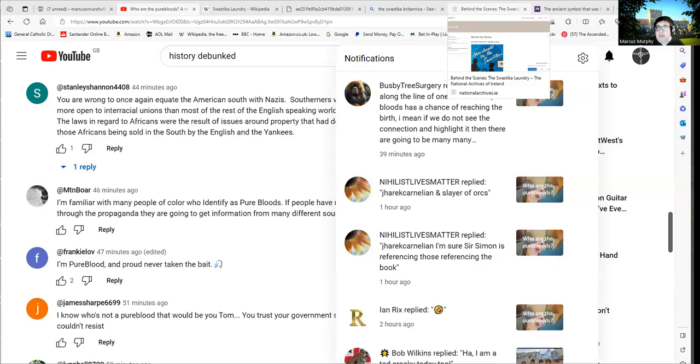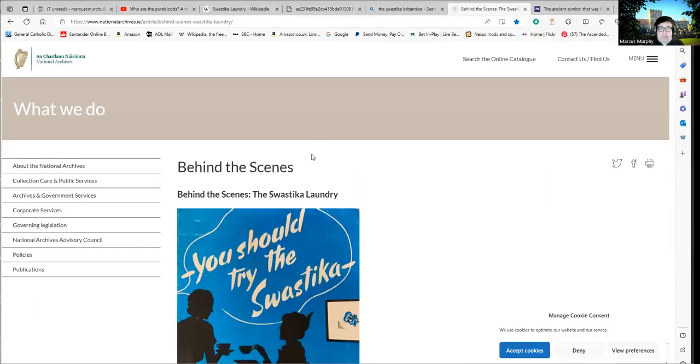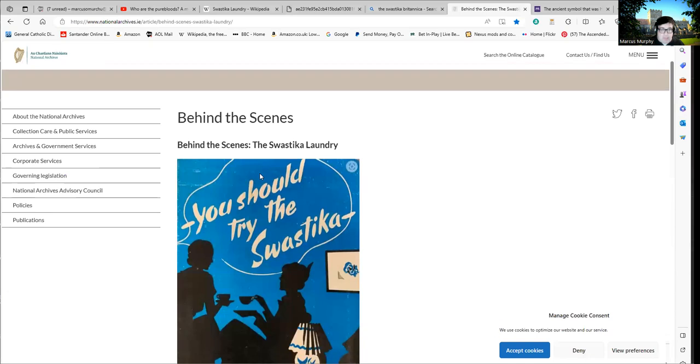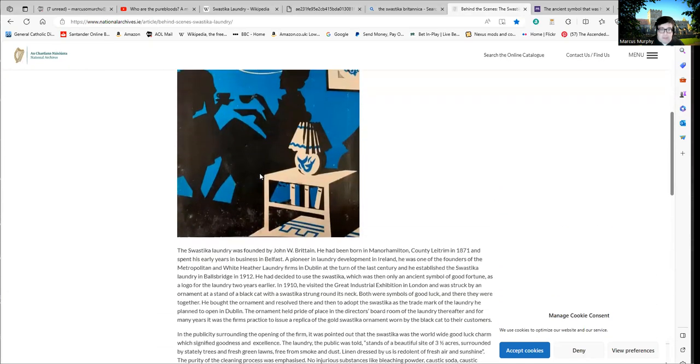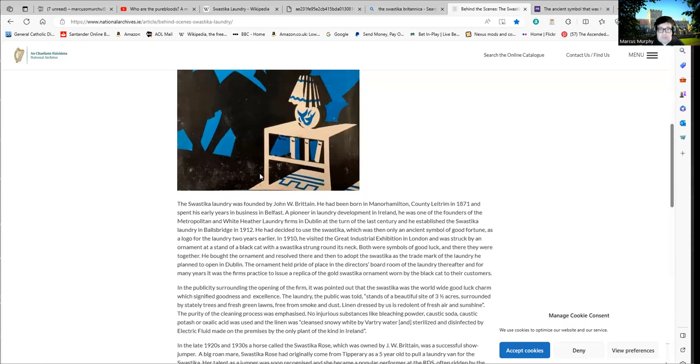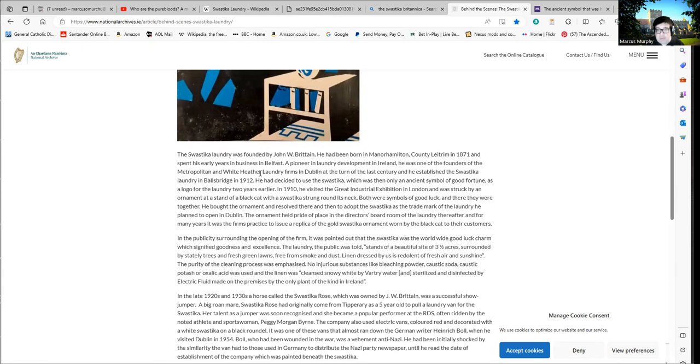You'll have to excuse me mucking about with Zoom here a bit, which is the most annoying program, I must admit, for this. Here we have the National Archives of Ireland. Behind the scenes, the Swastika Laundry. The Swastika Laundry was founded by John W. Britton. He had been born in Manor Hamilton, County Leitrim, in 1871 and spent his early years in Belfast. A pioneer in laundry development in Ireland, he was one of the founders of the metropolitan-wide laundry firms in Dublin at the turn of the last century, and he established the Swastika Laundry in Ball's Bridge in 1912.